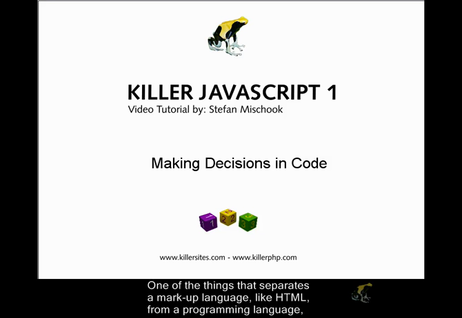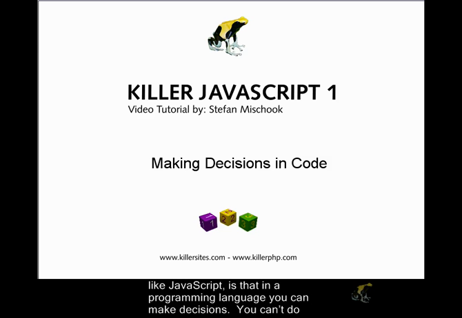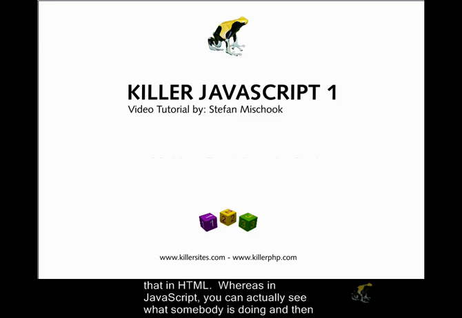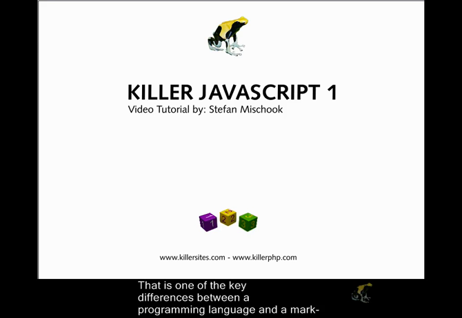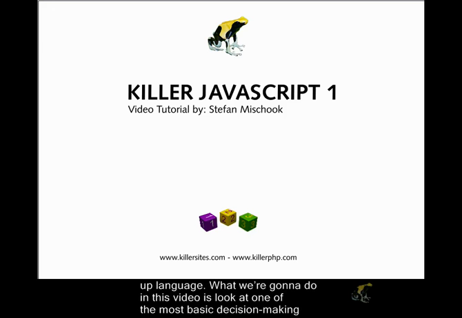One of the things that separates a markup language like HTML from a programming language like JavaScript is that in a programming language, you can make decisions. You can't do that in HTML. Whereas in JavaScript, you can actually see what somebody is doing and then have the JavaScript take an action based on what's happening. That is one of the key differences between a programming language and a markup language.